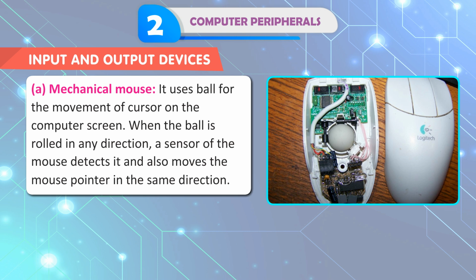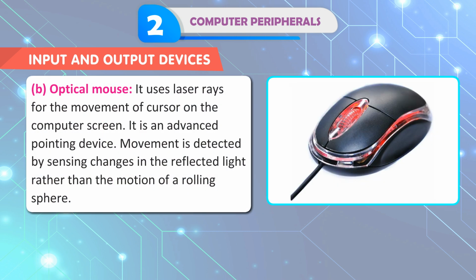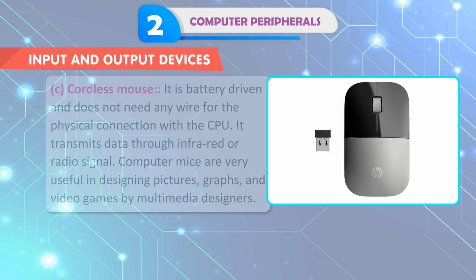A. Mechanical mouse. It uses a ball for the movement of the cursor on the computer screen. When the ball is rolled in any direction, a sensor of the mouse detects it and moves the mouse pointer in the same direction. B. Optical mouse. It uses laser rays for the movement of the cursor on the computer screen. It is an advanced pointing device. Movement is detected by sensing changes in the reflected light rather than the motion of a rolling sphere.